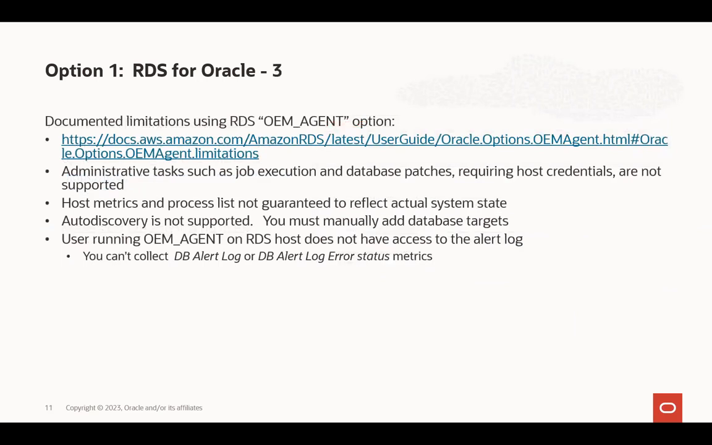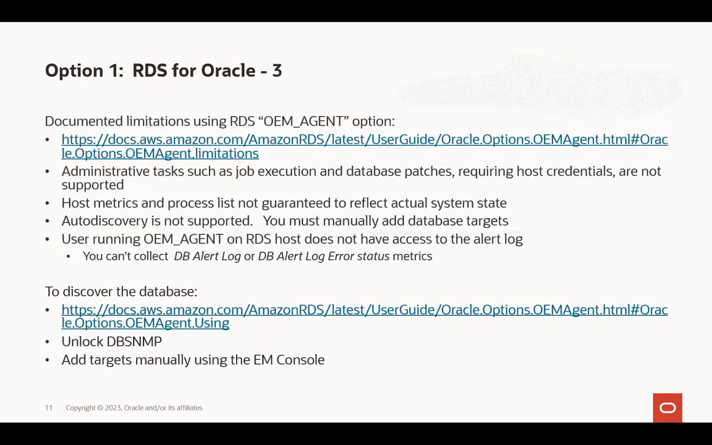There are some documented limitations using the RDS OEM_agent option. These include not supporting administrative tasks that require host access, such as job execution and database patches. It also mentions that host metrics and process listing is not guaranteed to reflect the actual system state. Auto discovery of the database is not supported, so you'll have to manually add the database targets. Also, there is no access to the alert log, hence you can't view the alert log or use any of the alert log metrics.